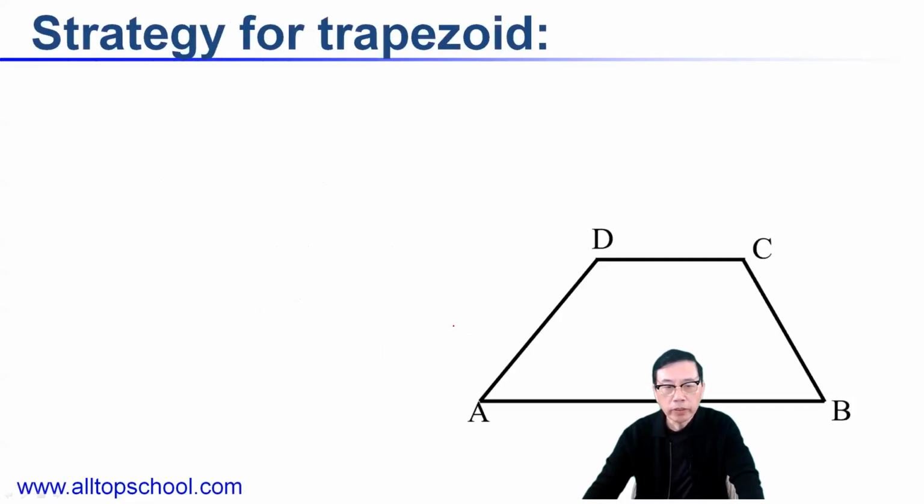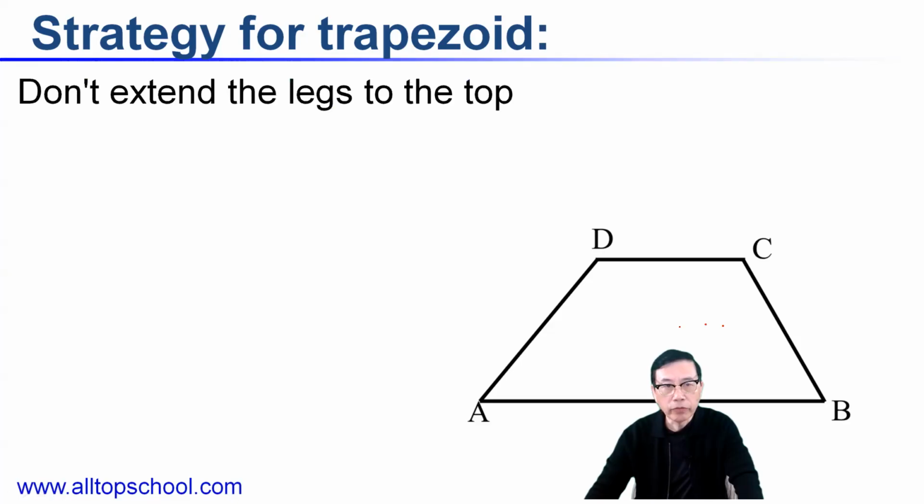Before we give the solution, we're going to give you a few strategies related to this question. First, the strategy about the trapezoid. For example, given this trapezoid ABCD, we can split the trapezoid into different shapes. But the first thing we need to be careful about is that we don't want to do the extension from the two legs. So we really need to be careful about this splitting.